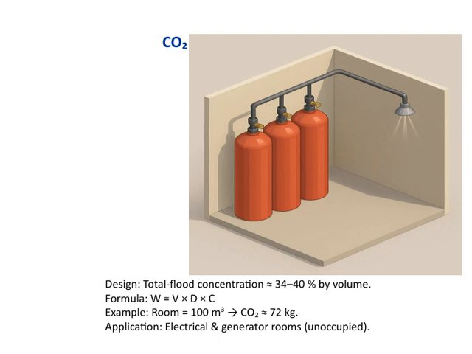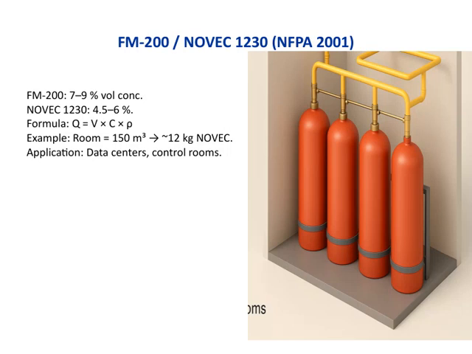It's also important to note that this type of system is typically used in unoccupied spaces like electrical rooms or generator rooms. Since CO2 displaces oxygen, these areas must be vacated during discharge to ensure safety. Overall, understanding these key points helps us design effective CO2 fire suppression systems that are reliable and safe for the intended applications.